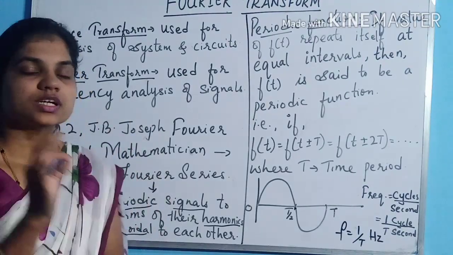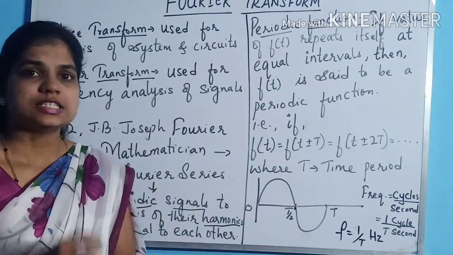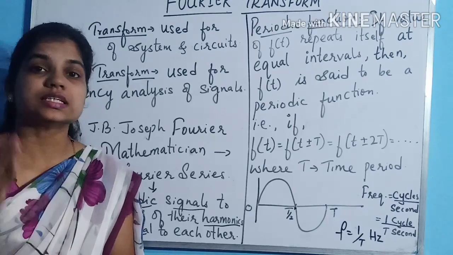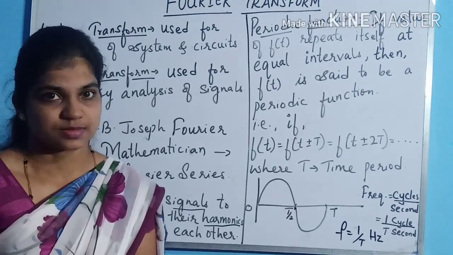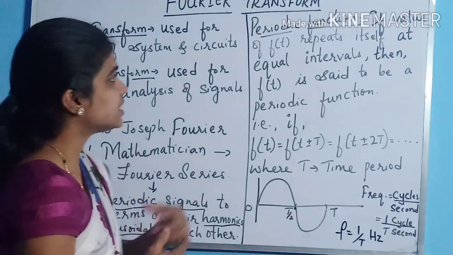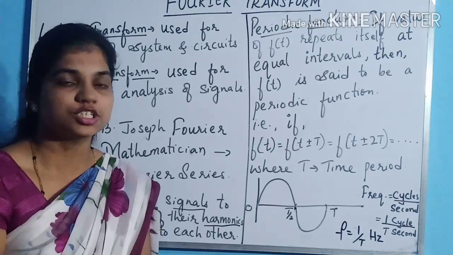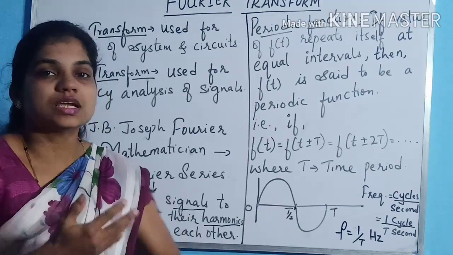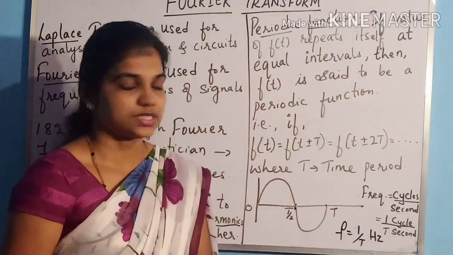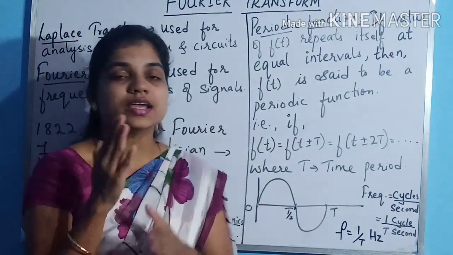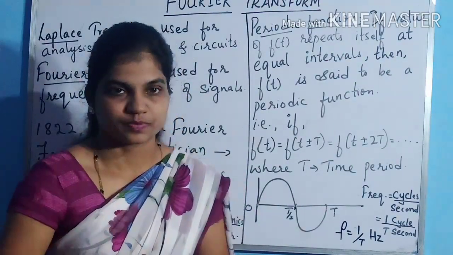And we are talking about periodic functions. Now what are these periodic signals? The signals which repeat at equal intervals of time are called periodic signals. So a periodic function I define as: if the value of f of t, that is a function of time, repeats itself at equal intervals, then I call this function of time a periodic function, right?